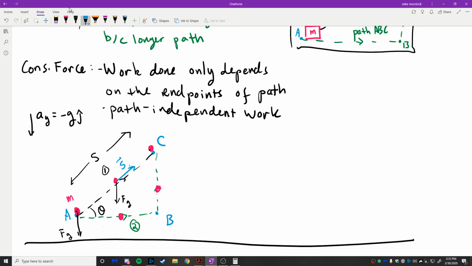And now we can say that the work done by the force of gravity, this would be path 1, the work done by gravity should be equal to the force of gravity, which is mg, multiplied by the path length, which we called s. And then we also have to multiply by the cosine of an angle. In this case, that angle is the angle between here and here. So if this is theta down here, then it's going to be mg times s times the cosine of 90 plus theta.